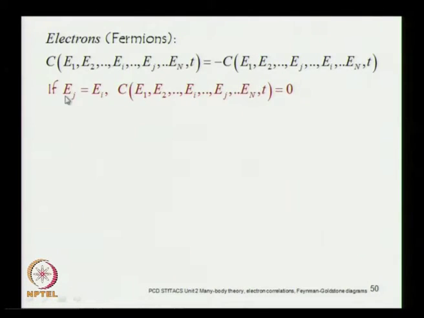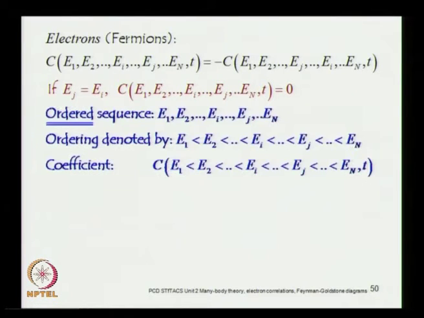Of course, if two of these labels happen to be the same, if E j is equal to E i, then this coefficient must vanish. This is nothing but a statement of the Pauli exclusion principle, that for fermions, for electrons, you cannot have the same state occupied by two particles.